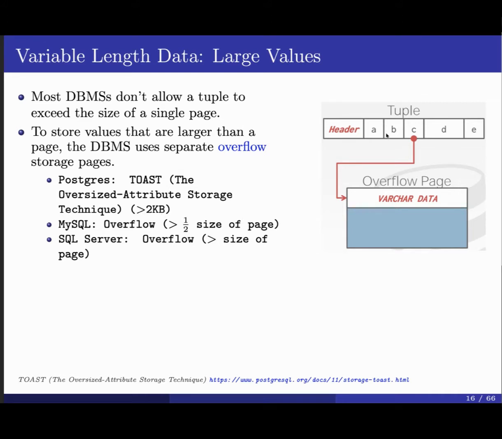So whatever the attribute you try to store, if the tuple is greater than 2 kilobytes, that means you have to store this one in the external or in an overflow page. MySQL is going to use the overflow if the size of the tuple or the attribute is greater than half the size of the page. For SQL Server, it's going to use the overflow if it is greater than the size of the page. So if it is equal to or a little less than the size of the page, it's fine. If it exceeds the size of the page, that means you have to store this one in overflow.